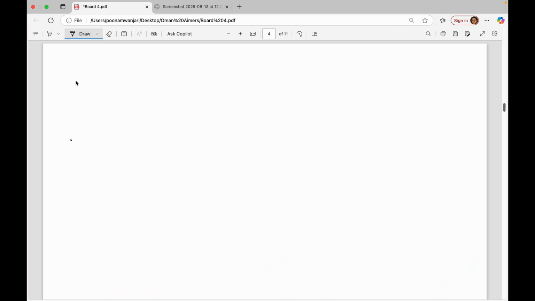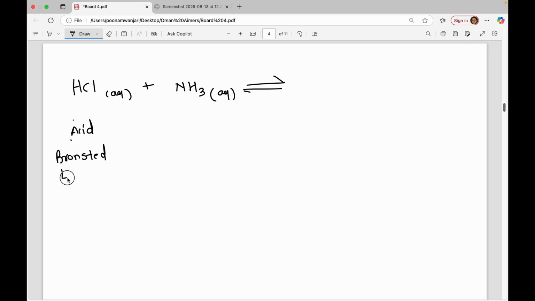We will take an example: hydrochloric acid in aqueous form plus ammonia, which is also in aqueous form. So students, if we see here, HCl is an acid, so we can call it a Bronsted-Lowry acid, and ammonia is a base. Because we are defining by the Bronsted-Lowry concept, we call it a Bronsted-Lowry base.